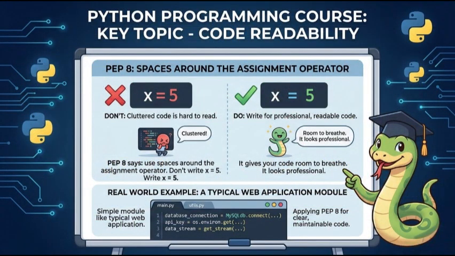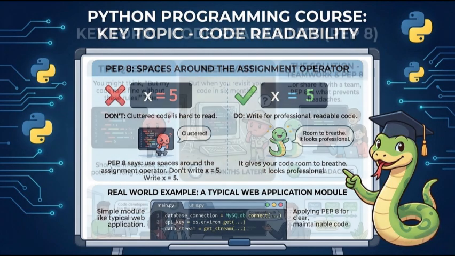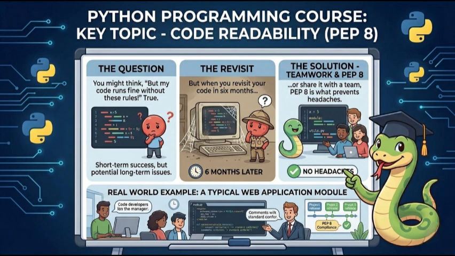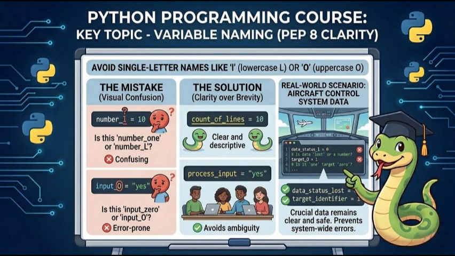PEP8 says, use spaces around the assignment operator. Don't write x=5. Write x = 5. It gives your code room to breathe. It looks professional. You might think, but my code runs fine without these rules. True. But when you revisit your code in 6 months, or share it with a team, PEP8 is what prevents headaches. Avoid using single-letter names like l, lowercase L, or O, uppercase O, because they look like 1 and 0.